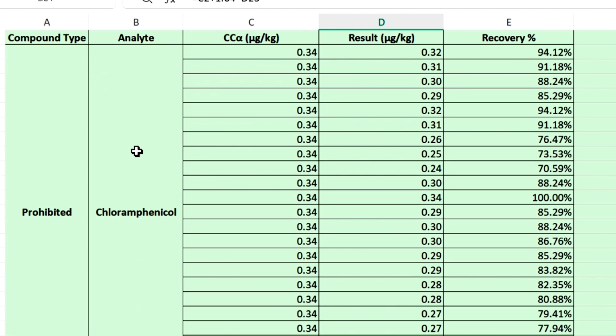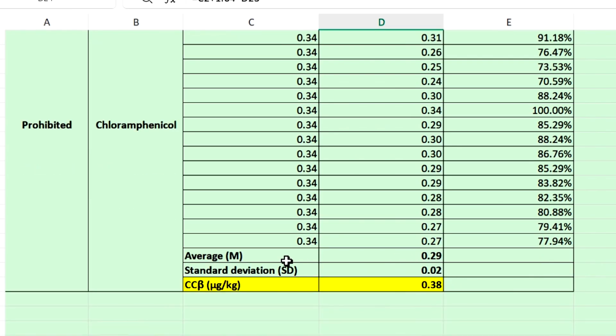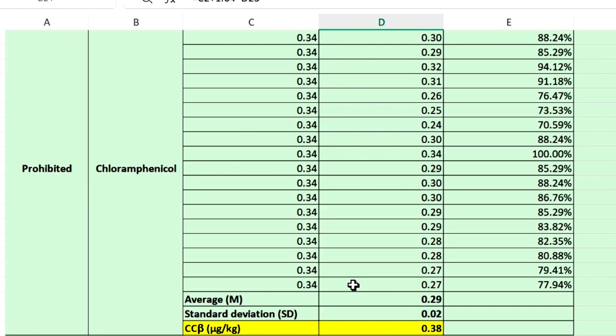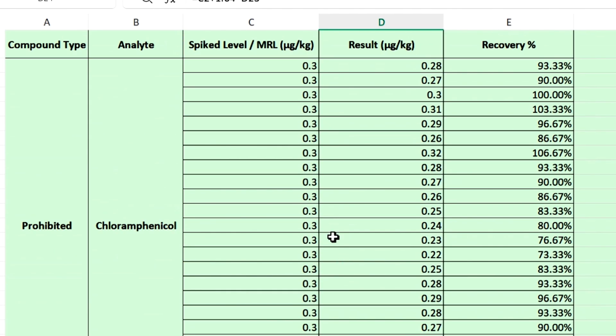Then in this table you will also find that you spike the sample at 0.34, CCalpha, 20 samples spiked at this level of concentration, with results here, and recovery should be accepted for all of them, then average and standard deviation. Then you will calculate CCbeta equal to CCalpha plus 1.64 times the standard deviation. That's very easy. And also for authorized compounds it is the same thing, but you will spike at the maximum residue limit.